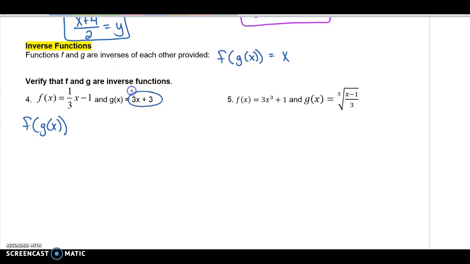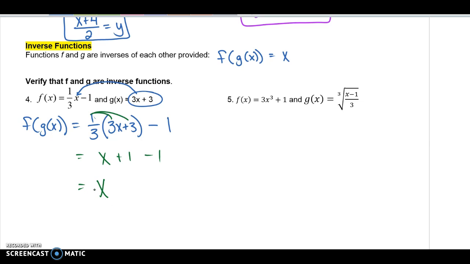That means we take one of them, in this case the g of x function, and we are going to put the g of x function inside the x of the other function. So 1/3, instead of this x, we are going to put all of 3x plus 3. And then we have the -1 after it. All right, let's distribute that 1/3. What is 1/3 times 3? 1. So this is x plus 1 minus 1. What is x plus 1 minus 1?